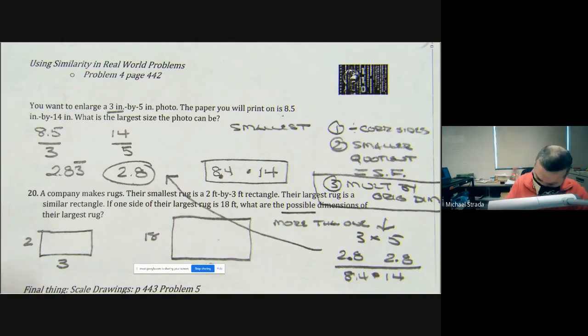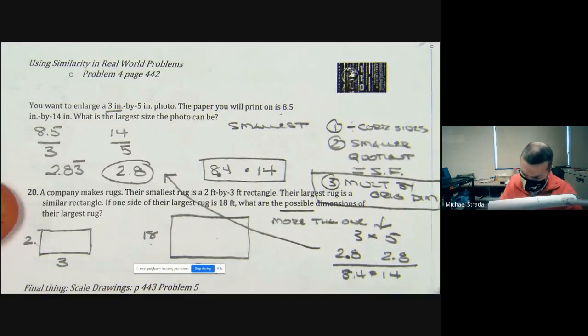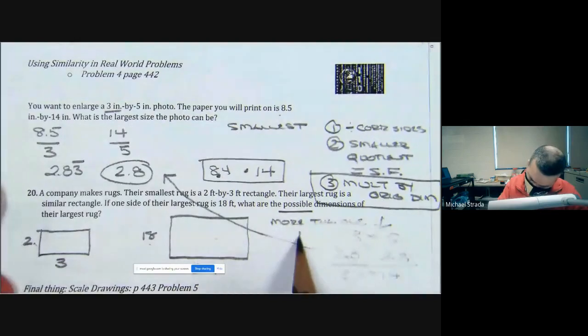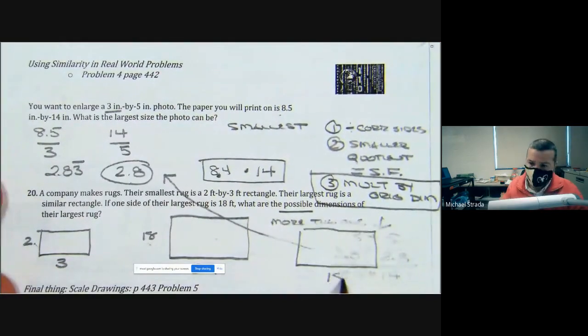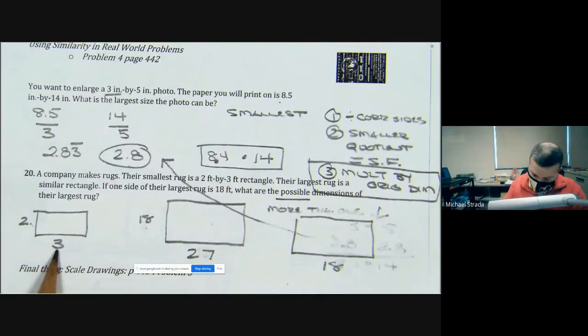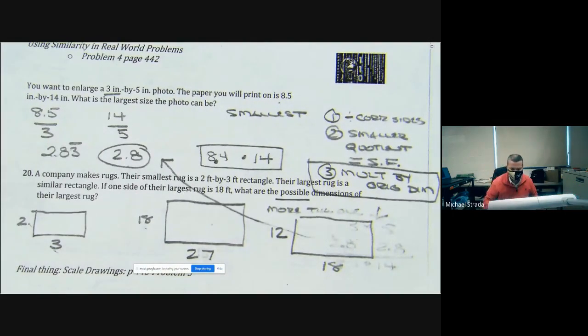So if 18 was the short side, 18 divided by 2 is 9. So the scale factor is 9. 9 times 3 would be 27. If 18 was the longer side, 18 divided by 3 is 6. 2 times 6 is 12. So keep that in mind when you do this. That might be one of those select all questions where you can pick more than one. All good?